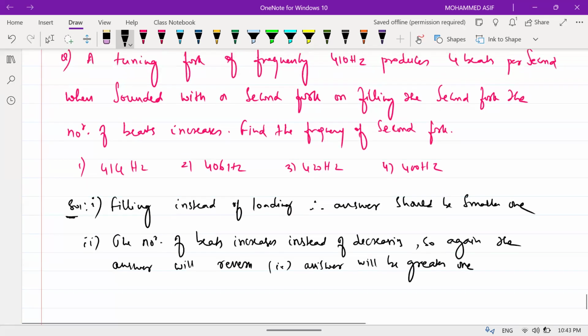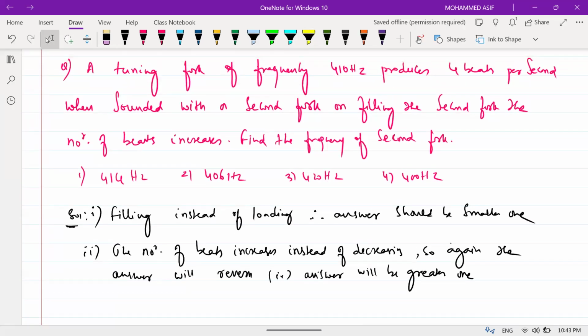Okay, now read the question. A tuning fork of frequency 410 hertz produces 4 beats per second when sounded with the second fork. On filing the second fork, the number of beats is increasing. Now here it is increasing. I told you that filing instead of loading, the answer should be the smaller one. Now second one, the number of beats are increasing instead of decreasing. So again the answer will be reverse. That means the answer will be the greater one. 410 plus 4 will be equal to 414 hertz. Am I clear?